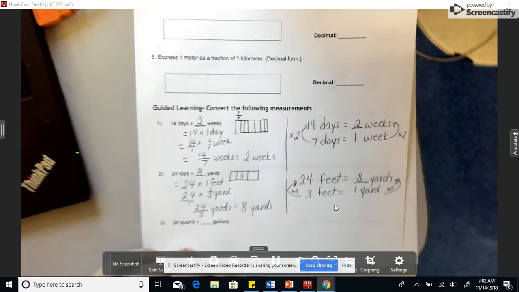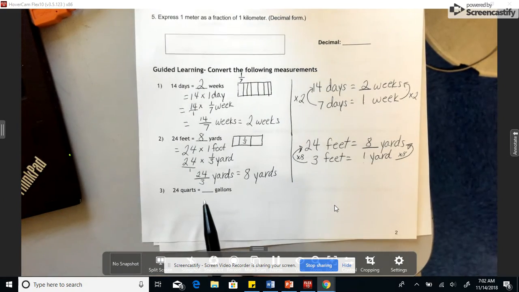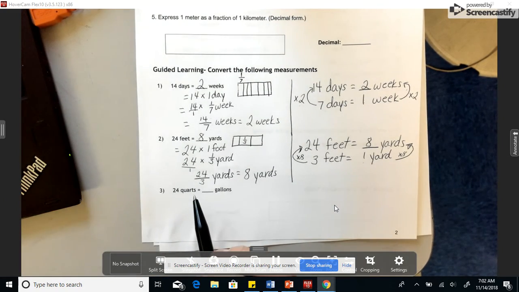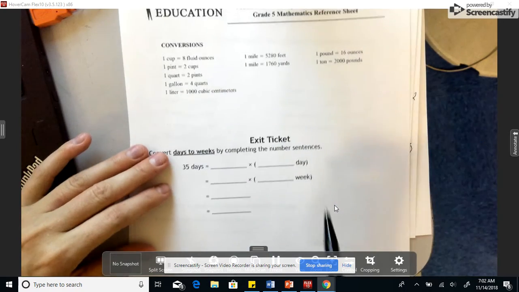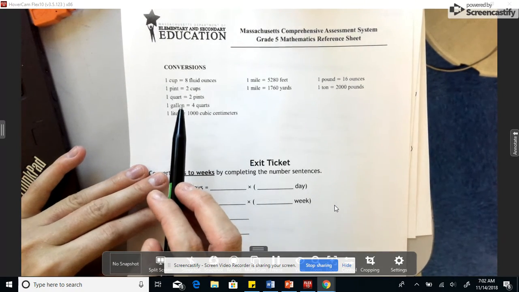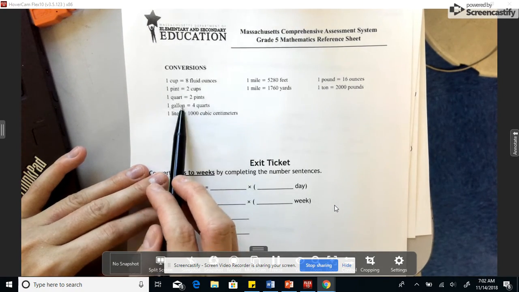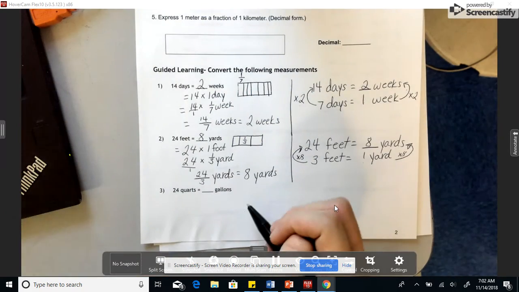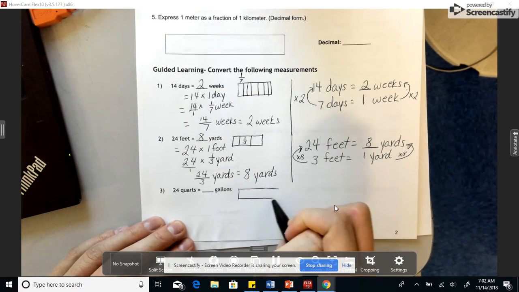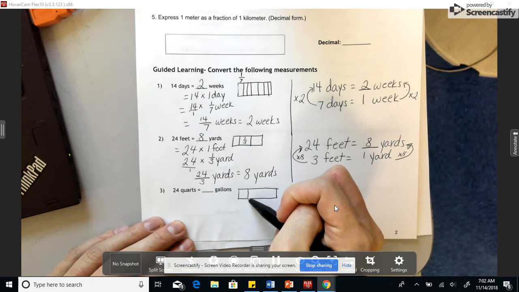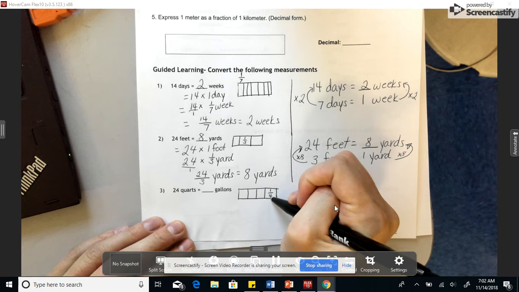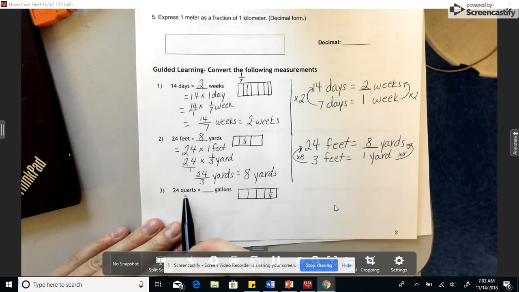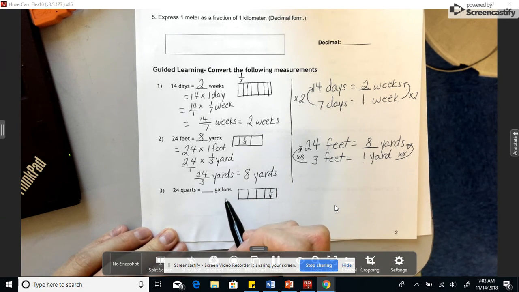Let's do the last one together. So 24 quarts equals how many gallons? I don't know this off the top of my head, so I'm going to look at my reference sheet, and I'm going to see that there are 4 quarts in every gallon. So I know when I have my tape diagram, I want to separate this into 4 equal parts. And each part will represent 1/4. So I have 24 quarts equals how many gallons?